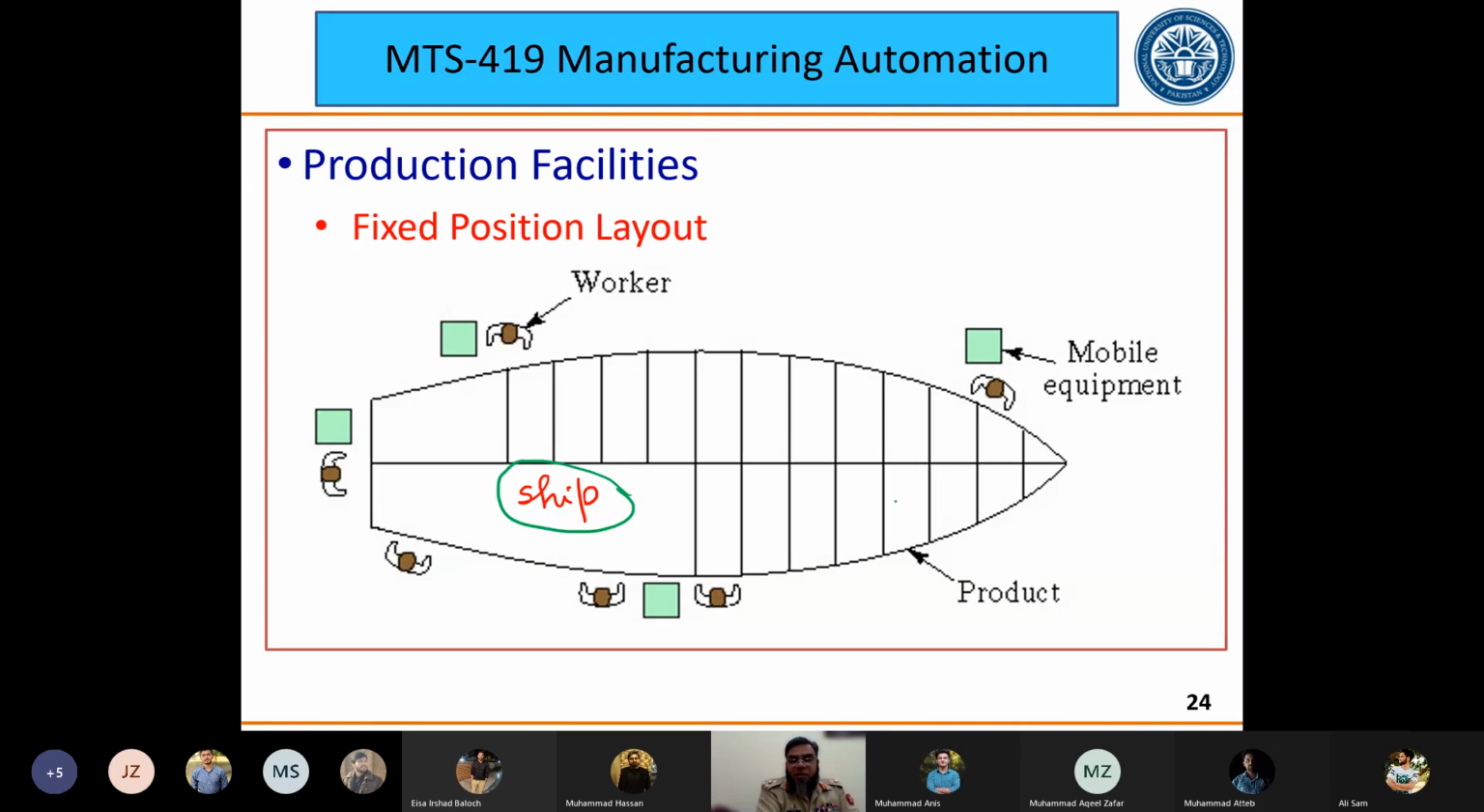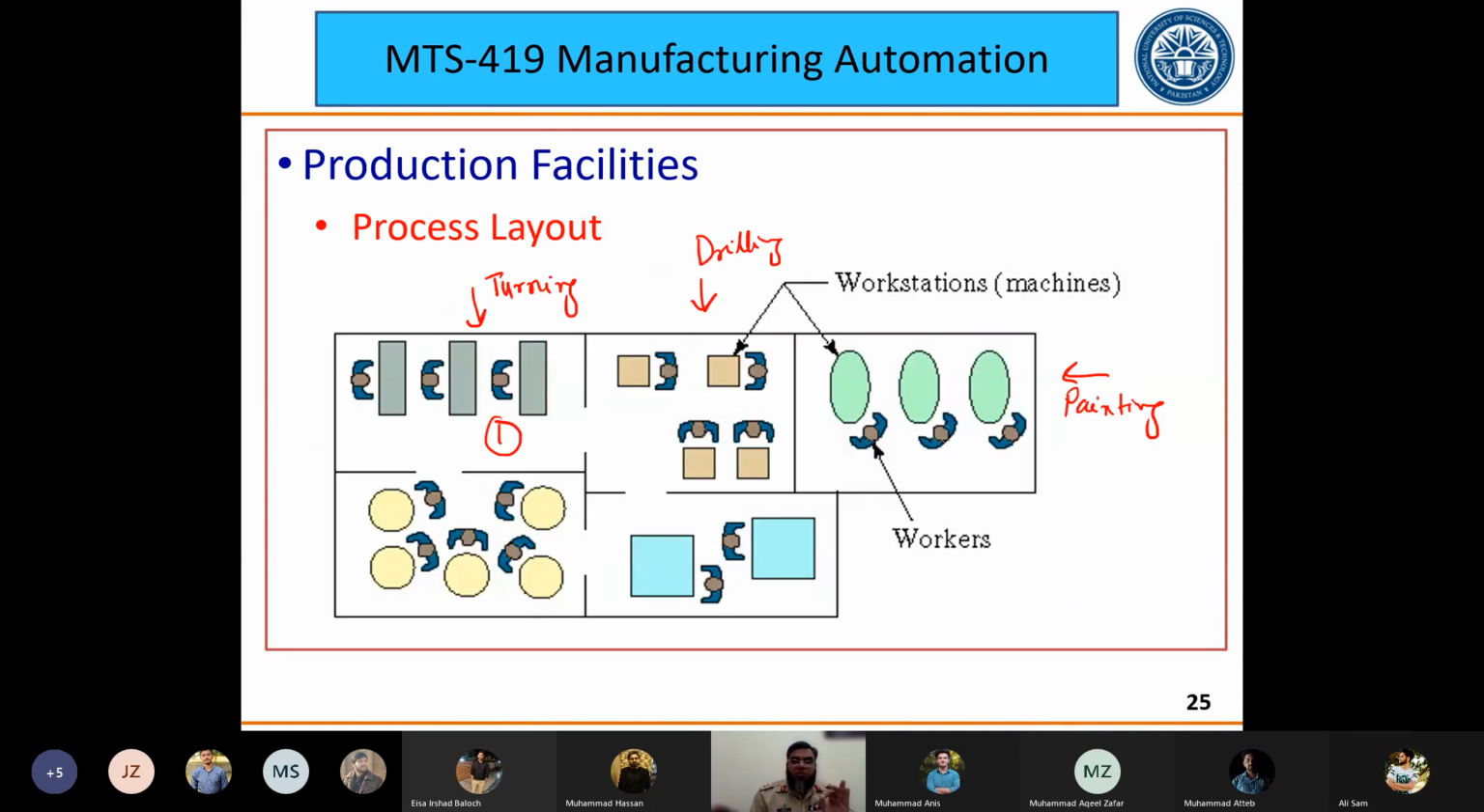So what do we do? The product remains fixed. The workers have mobile equipment which is taken to the ship and the work is carried out. So this is called fixed position layout. Is that okay? Does this make sense? This is job shop with fixed position layout. Then we can have a job shop with process layout.